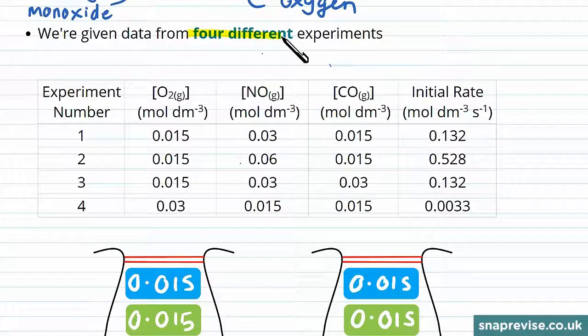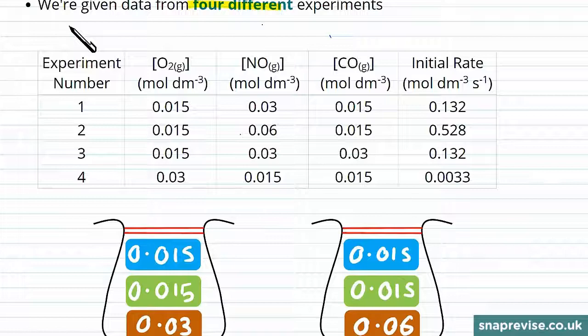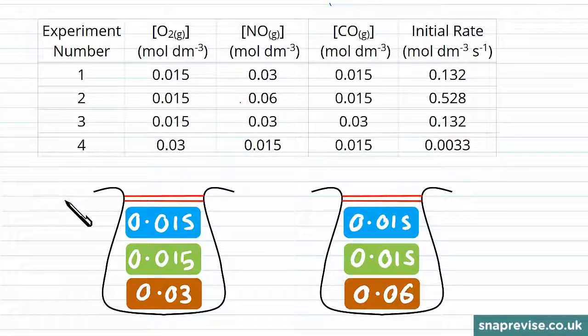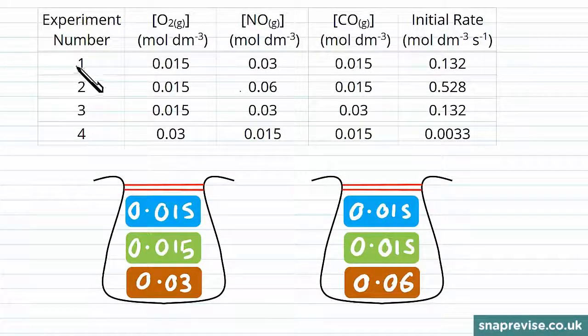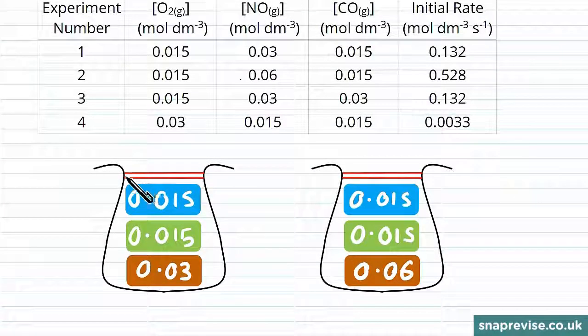So we're given some data from 4 different experiments, and the trick to working out orders is comparing these different experiments, because in each one we're going to have different starting concentrations. So in experiment number 1, for example, we're going to have a sealed flask, which is shown in this diagram here, where the red lines show the seal, and the concentrations of all of the gases are 0.015 moles per decimeter cubed for the oxygen, which we'll colour code as blue.